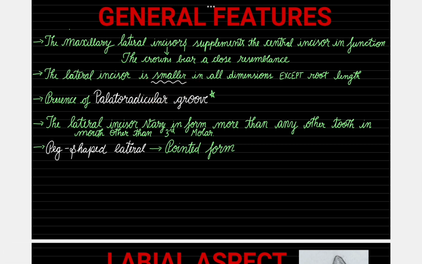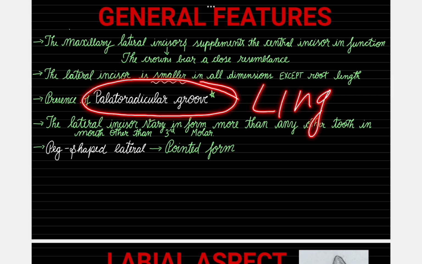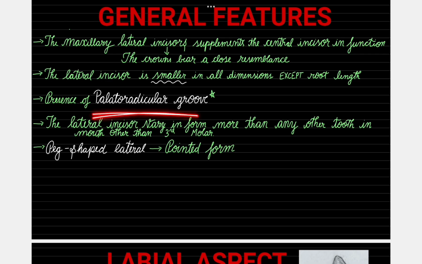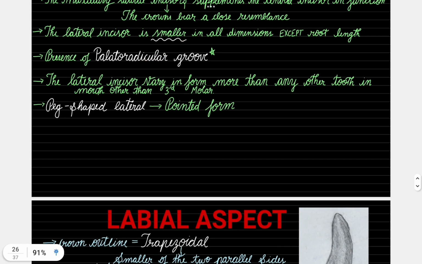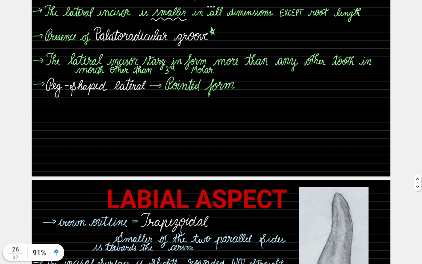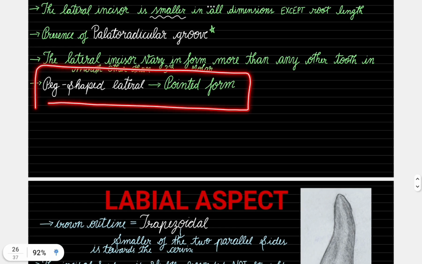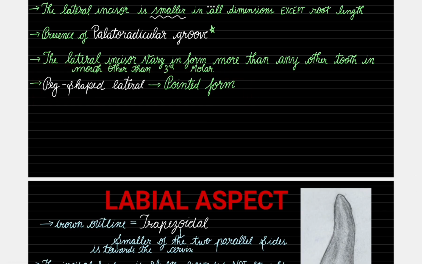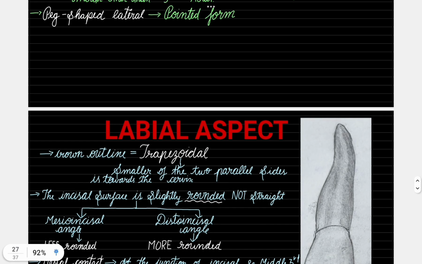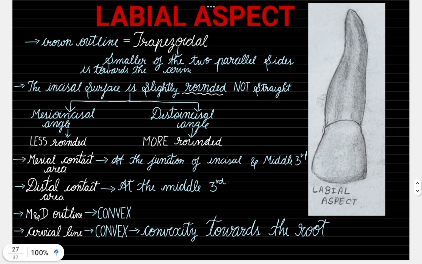Now the most important point that you must remember for the permanent maxillary lateral incisor is the presence of a palato-radicular groove on the lingual side. On the lingual side, you will see a palato-radicular groove which is not seen in the central incisor. It is seen only and only in the lateral incisor. Now the lateral incisor also varies in its form very frequently. One of the most common deformities is the peg-shaped lateral, which is a pointed form of the lateral incisor.